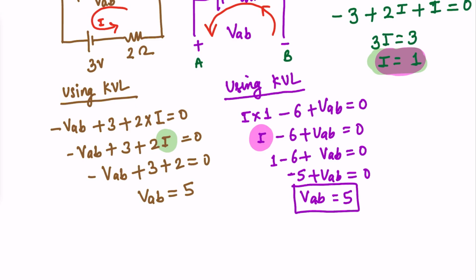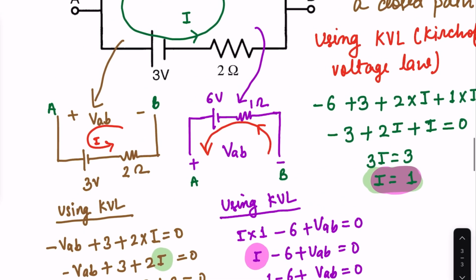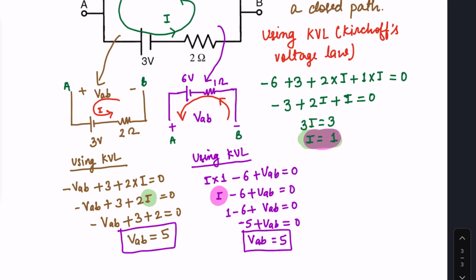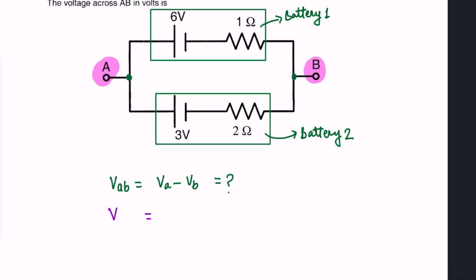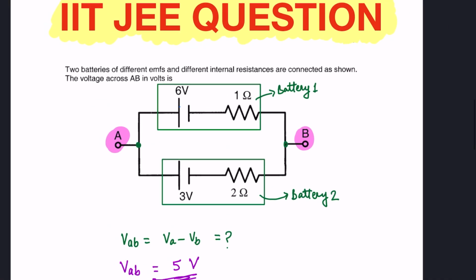As expected, the common voltage VAB is 5 for both the batteries as they are connected in parallel, and VAB is their common terminal. So finally we have calculated VAB to be 5 volt. I hope this solution was clear.